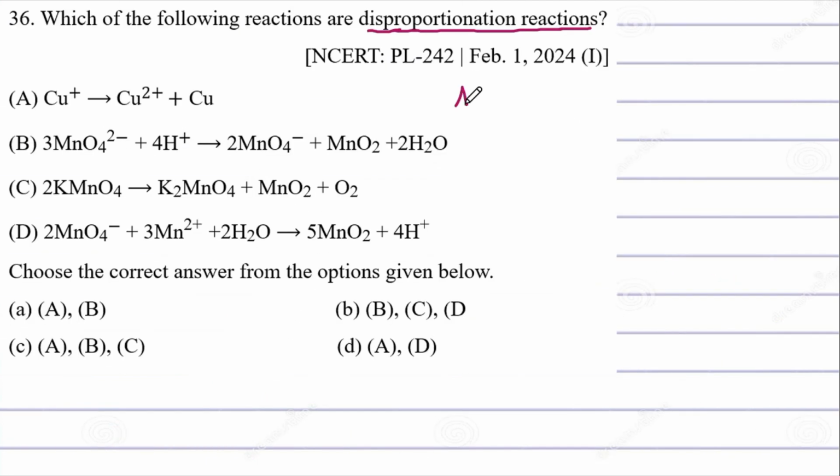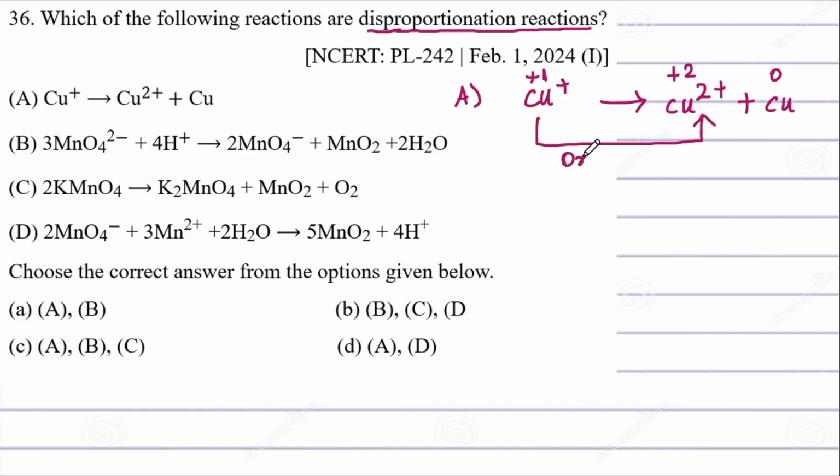Now let us see the first option. Cu+ gives Cu2+ and Cu. So copper is present in +1 oxidation state and it is converted to +2 oxidation state and the elemental copper. So the oxidation state is 0. So from +1 to +2 is increase in oxidation state. So it is oxidation. And from +1 to 0 is decrease in oxidation state. So it is reduction. So here the same element undergoes both oxidation and reduction. So it is a disproportionation reaction. So the first equation is a disproportionation reaction.